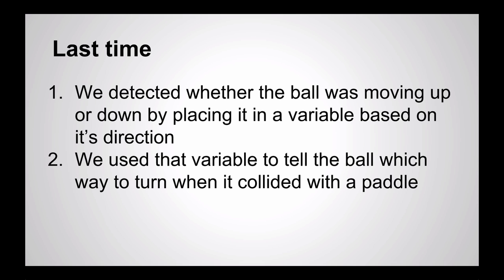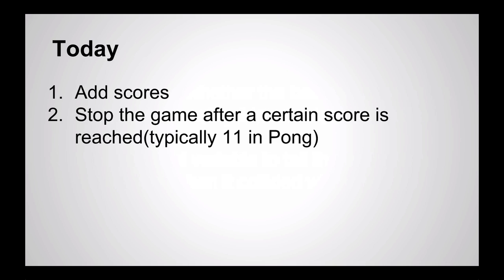So last time we detected whether the ball was moving up or down by placing it in a variable based on its direction. We used that variable to tell the ball which way to turn when it collided with a paddle. Today we're going to add some scores and we're going to stop the game after a certain score is reached. Typically, that is 11 in Pong. So, let's get going.